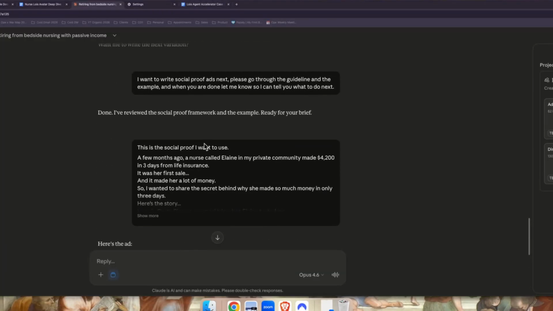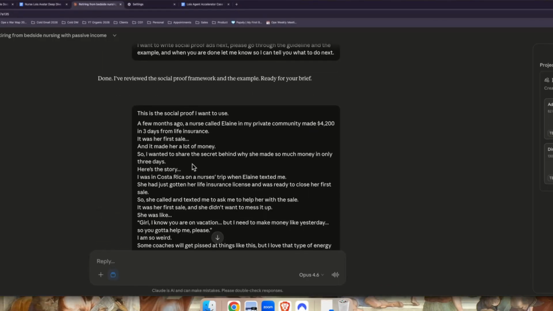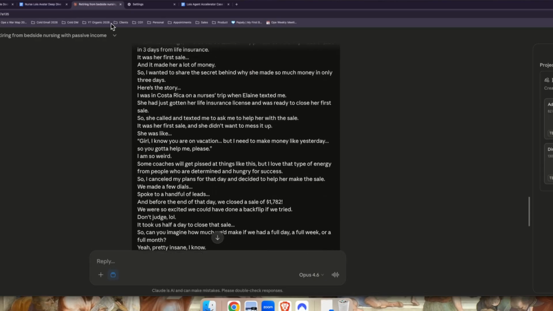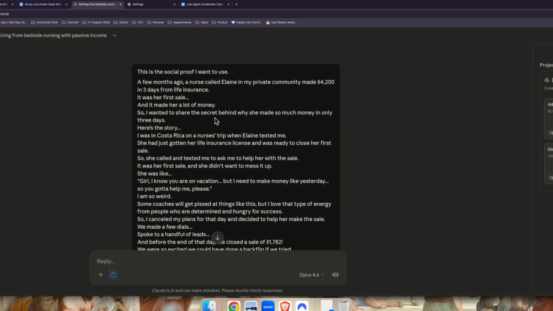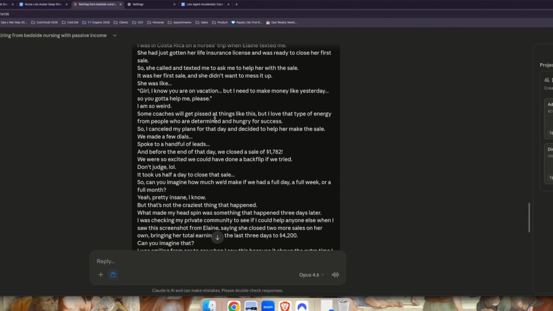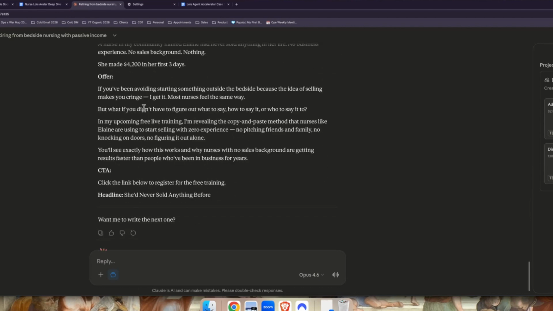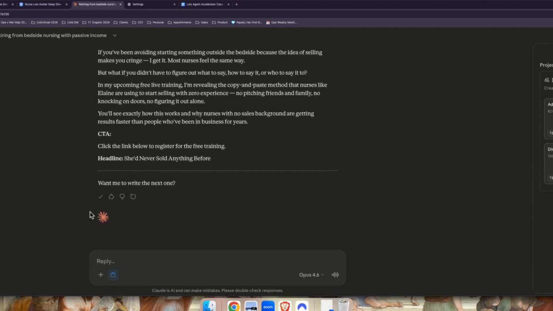So it has written the ad. I basically provided the social proof, and I told it to keep it vague because this social proof was very detailed. It was an actual email we've sent before, so I didn't want to get into the story of how it happened and so on. I told it the angle that we want to use, and then it wrote the ad. It's pretty simple. I'm just going to take this and go write and edit it.